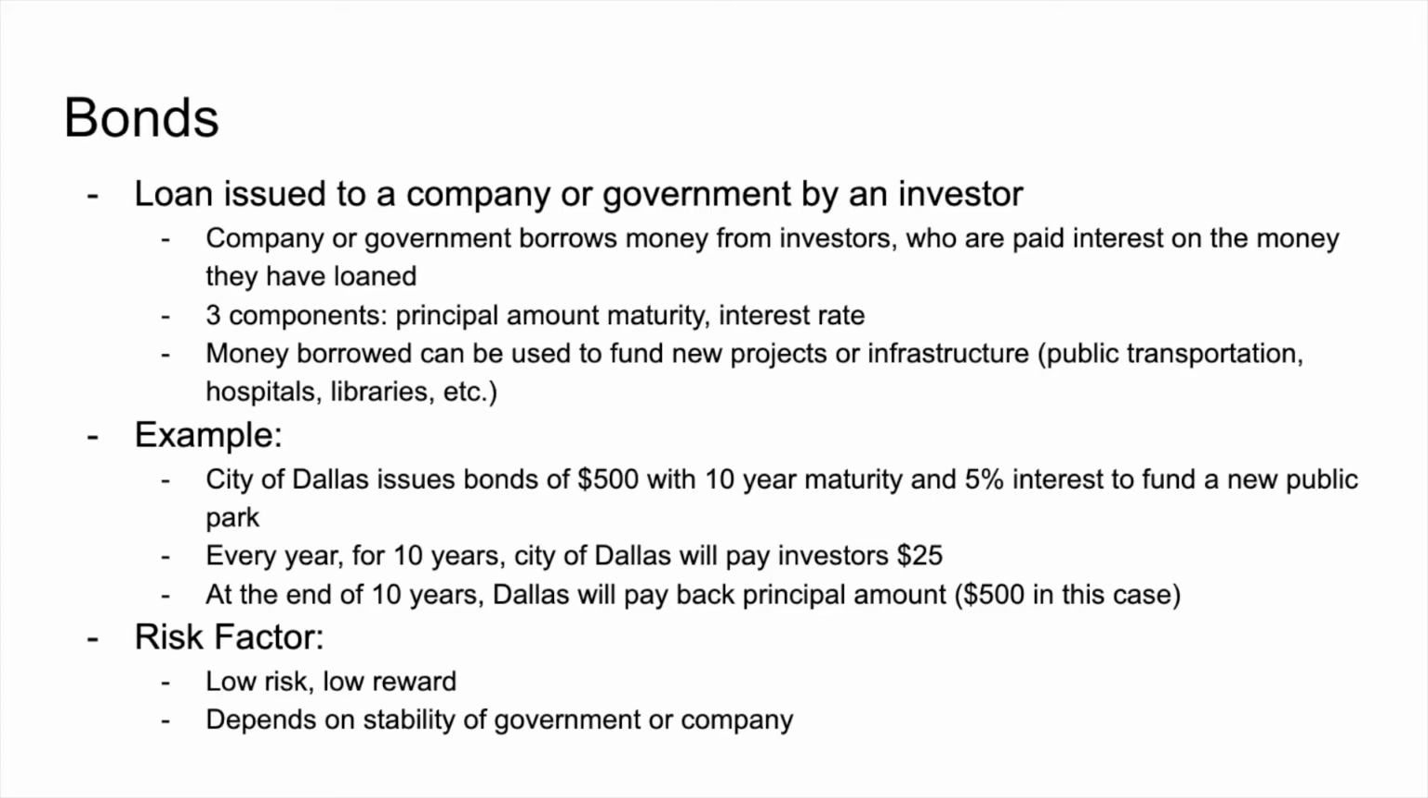Bonds are often used to fund new projects, especially those that deal with creating infrastructure for any city or state or government. So now let's look at an example of how bonds are used. Let's say the city of Dallas issues bonds of $500 with 10-year maturity and 5-year interest to fund a new public park. Every year for 10 years, the city of Dallas will pay investors $25, and at the end of the 10 years, Dallas will pay back the principal amount, which is $500 in this case.